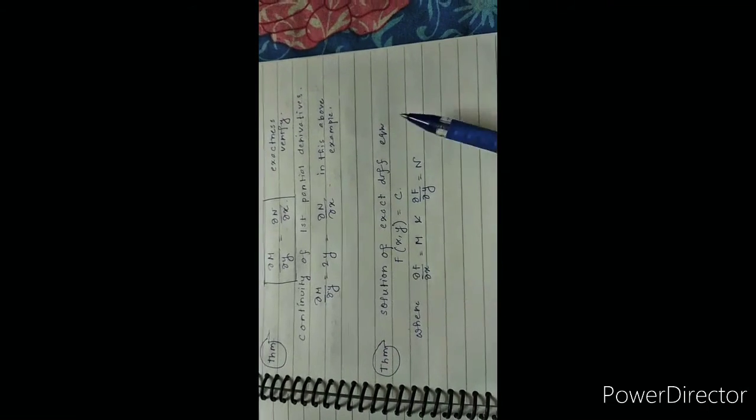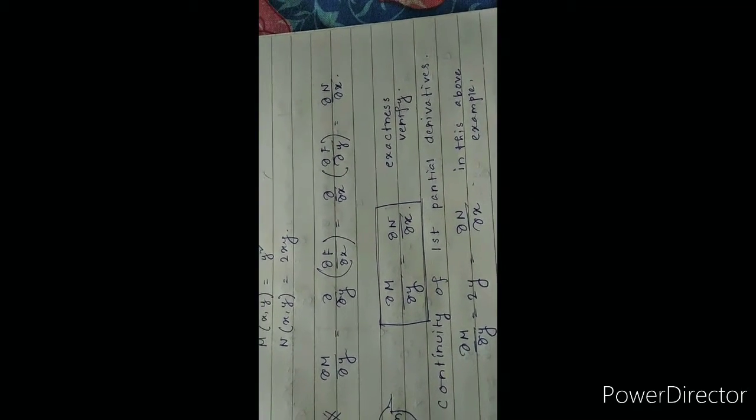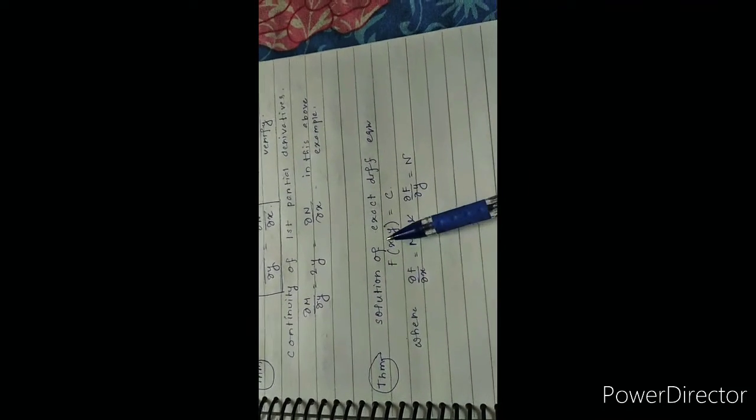When someone asks you to check whether the given equation is exact or not, you can verify at once from this relation. But if they further ask what the solution of the differential equation is, you can't bypass f. You have to find f, and f equals c, where c is an arbitrary constant, is the solution of the differential equation.